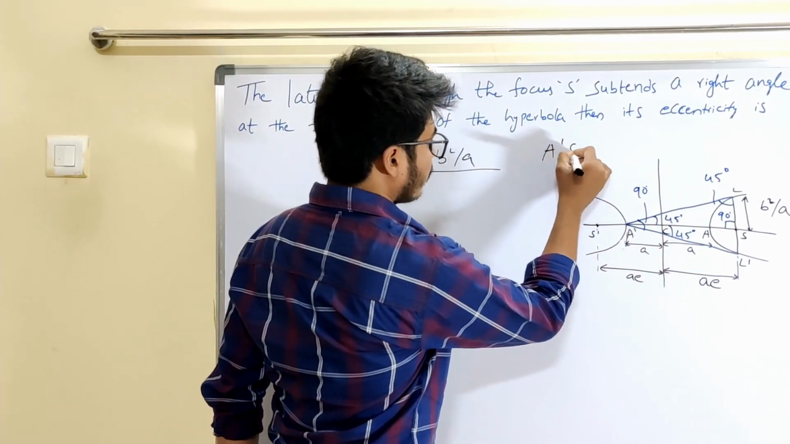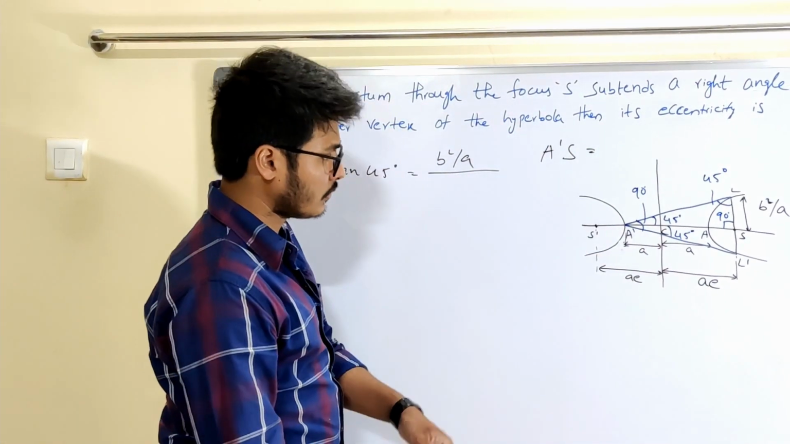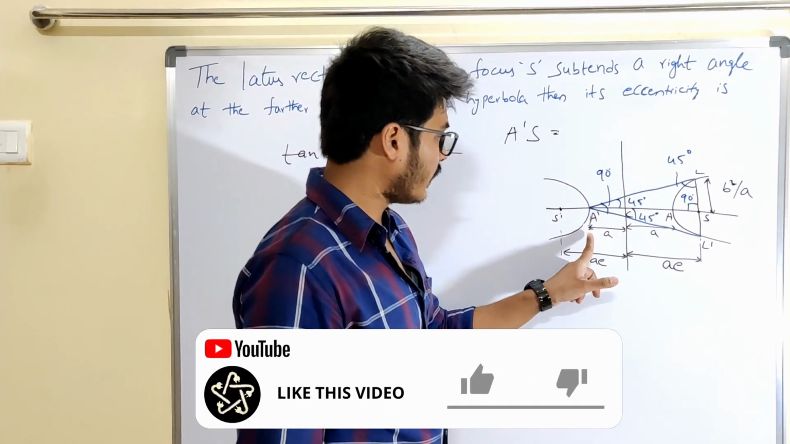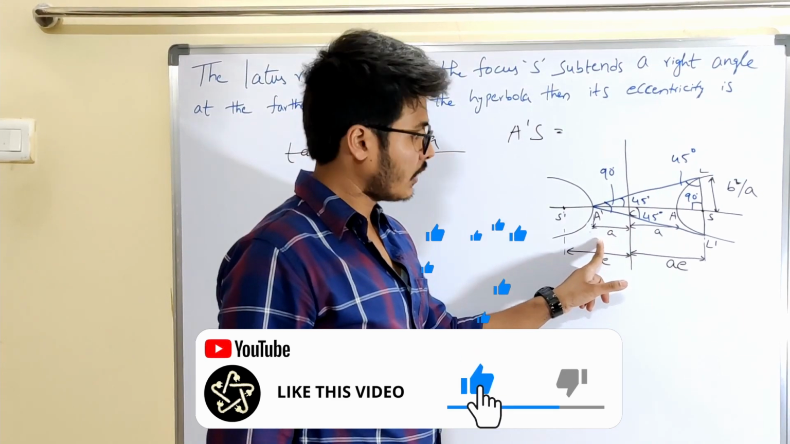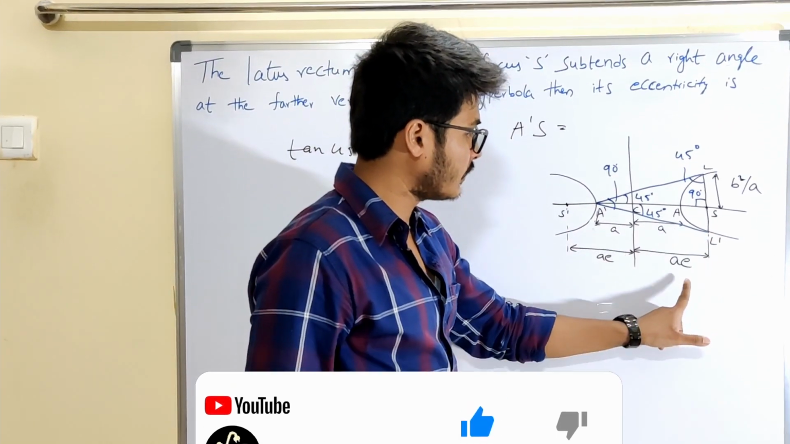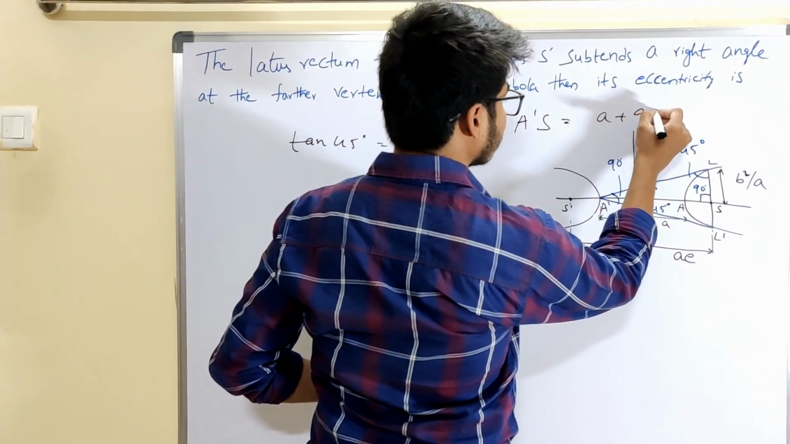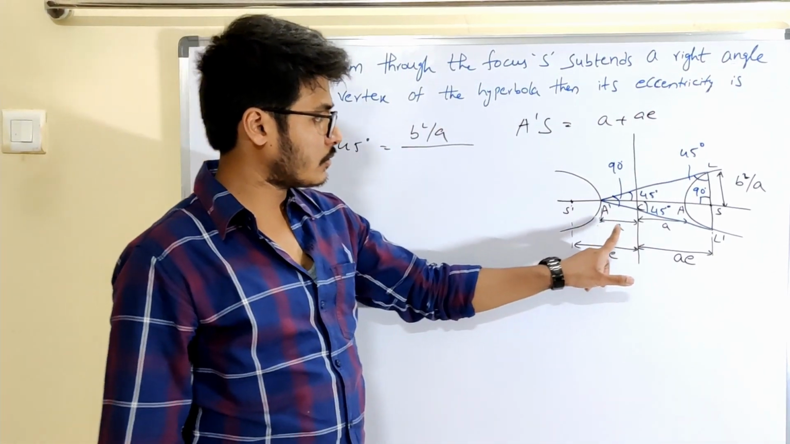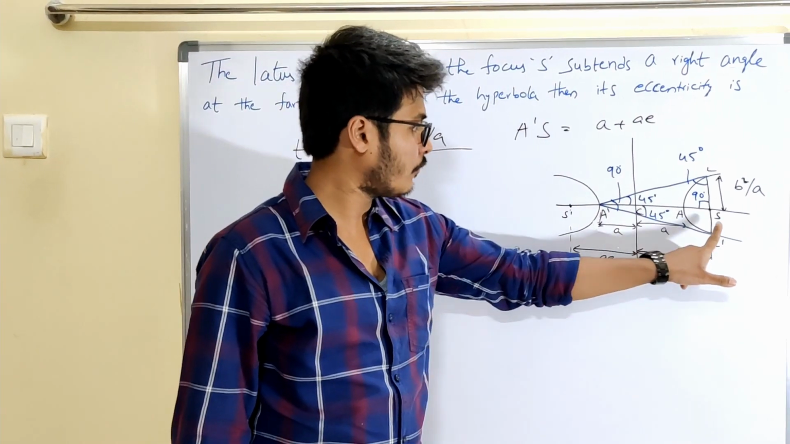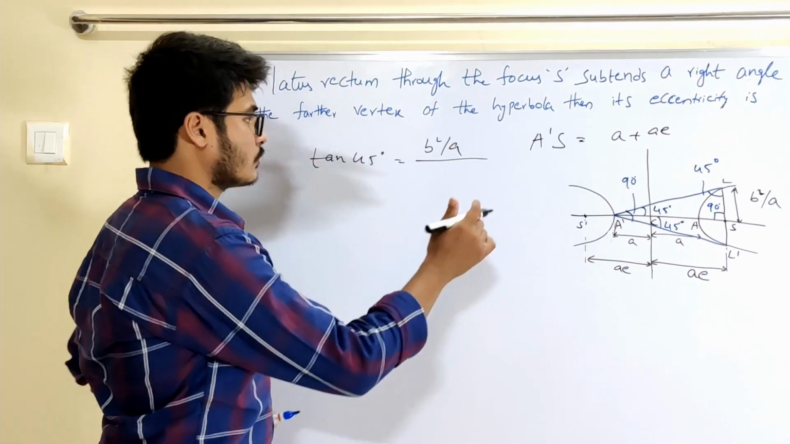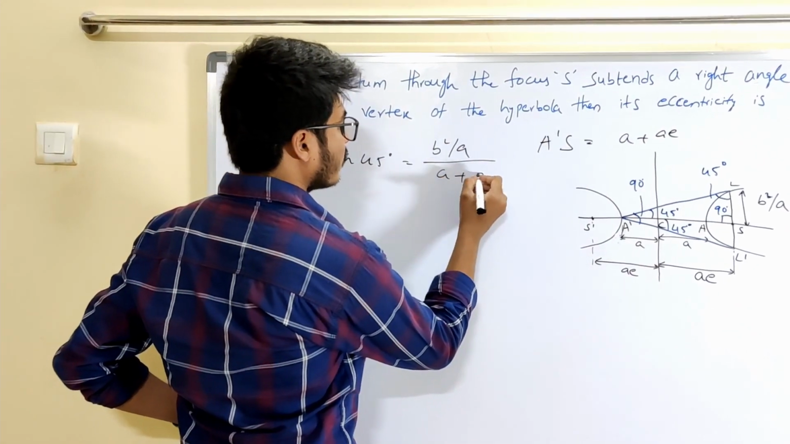Here A dash S is A dash to S. Distance from A dash to S is, here from A dash to center it is A, and from center to S it is AE. So here A dash S is A plus AE. From A dash to center it is A, and from center to focus S it is AE. So adjacent side is A plus AE.